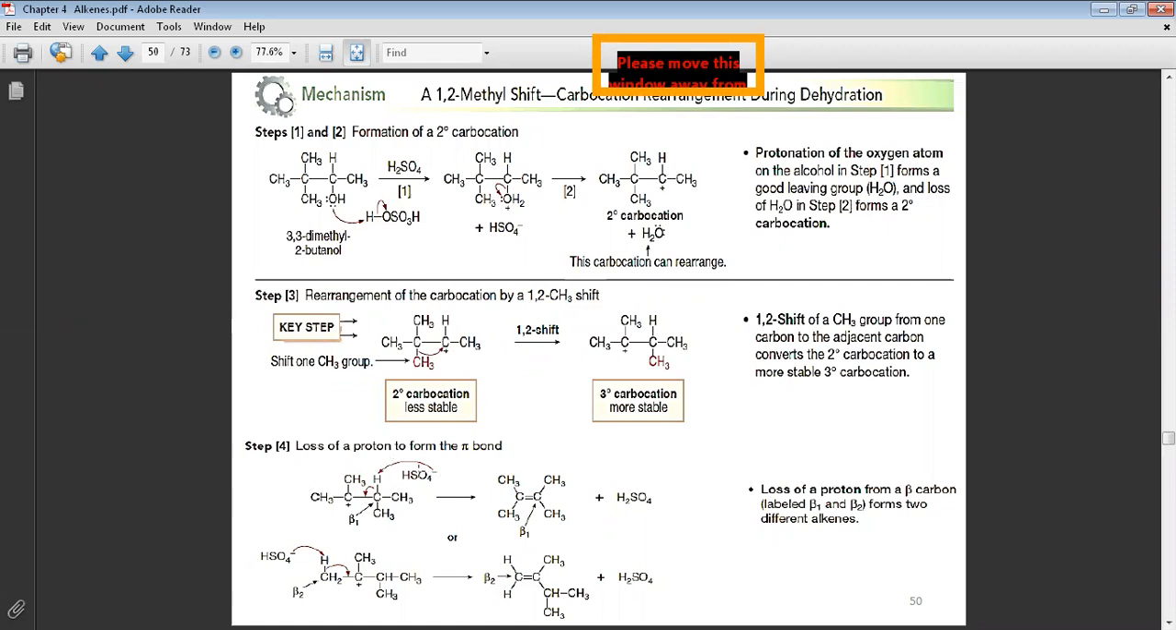Then the final step of the E1 mechanism: the negative part from the acid takes the proton on the beta carbon to make a new bond here, or maybe it takes the proton here to make a new bond here. Which is the major one? Of course, this is the major one because it is the more highly substituted alkene. One product has a high percentage, the other a low percentage.